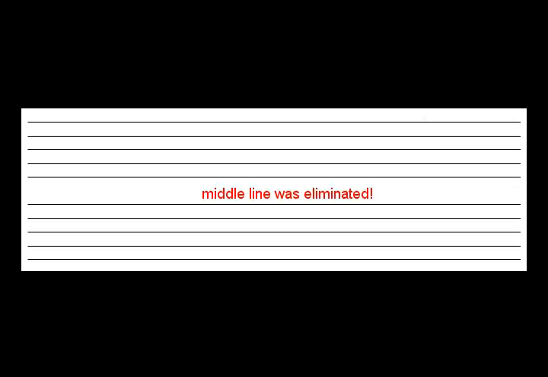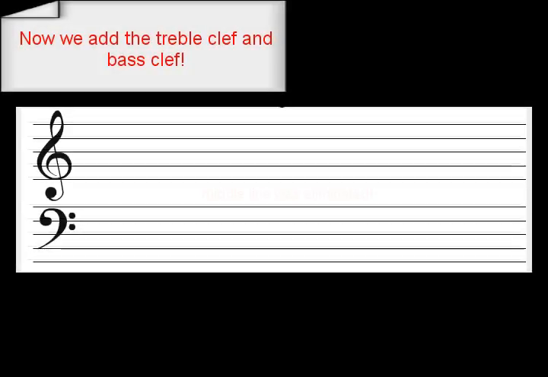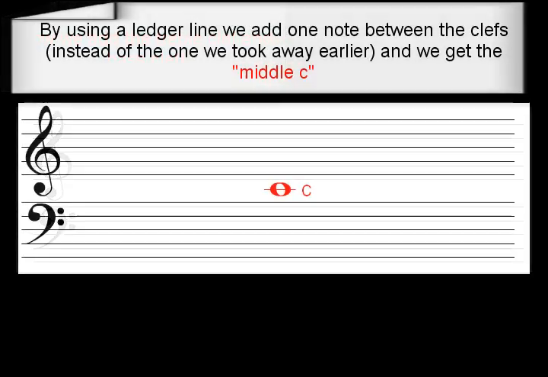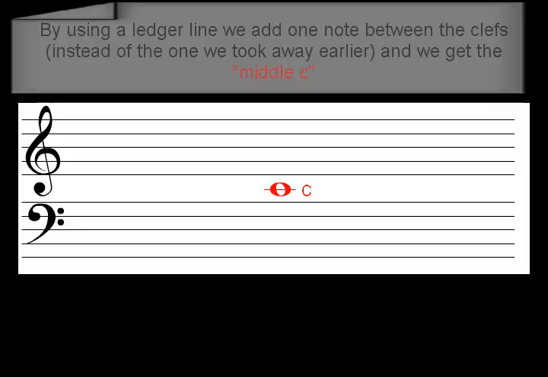And by adding a treble clef to the top staff and a bass clef to the bottom staff, we can see the relationship between the 2 staffs. Notice how the 2 clefs are joined by the C. This C is commonly called middle C, since it corresponds to the middle staff line on the grand staff.